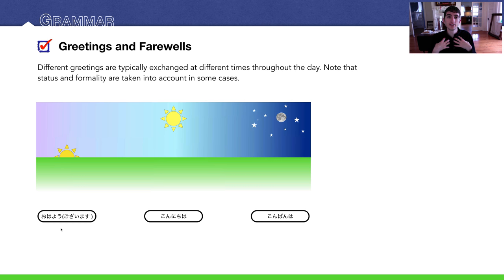Customers, if you're a waiter and you're working, the customer in Japan is higher than you, so you use formal Japanese with them as well. In this case, we have Ohayou gozaimasu. Usually, polite or formal phrases will be longer and more convoluted than the informal phrases. Ohayou gozaimasu is more formal than just Ohayou.